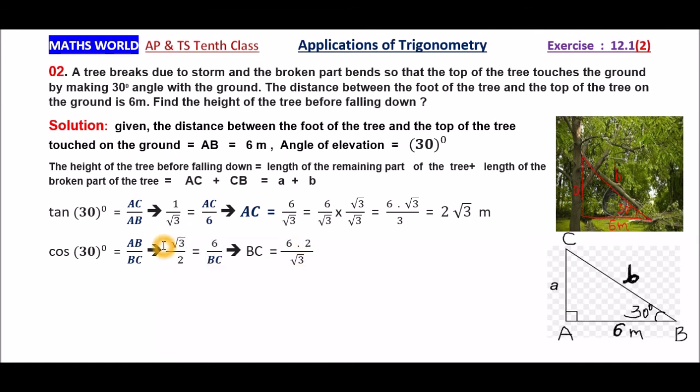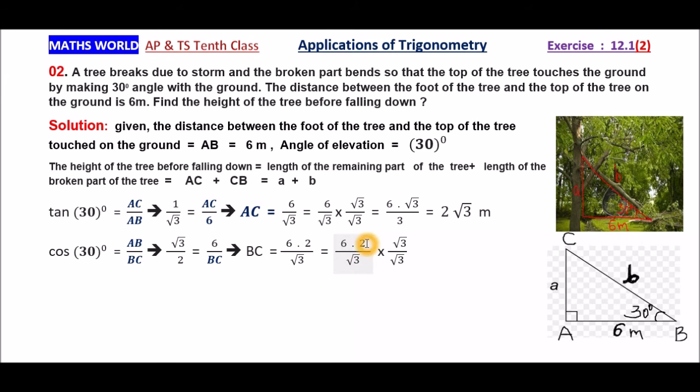So BC is equal to 6 into 2 by root 3. So this is a fraction again. In the denominator, a square root number is there, root 3. So we have to go for rationalization. Rationalization means simply multiply and divide by root 3. So that implies BC is equal to 6 into 2 divided by root 3 into root 3 by root 3.